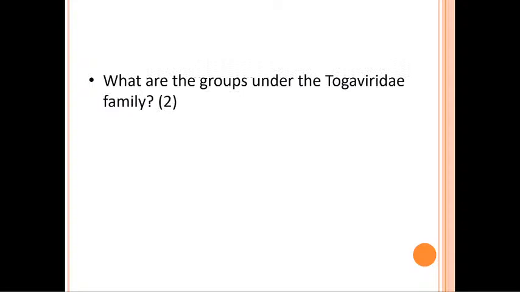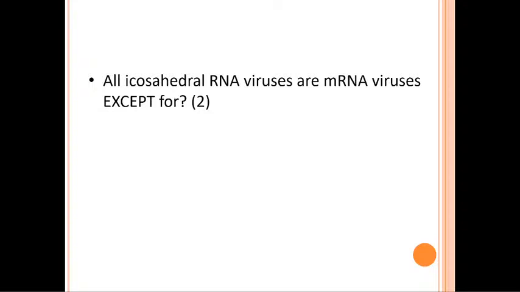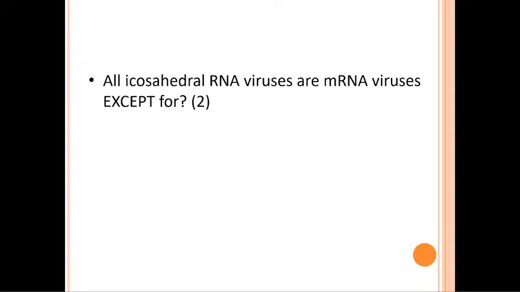Alright, members of the Togaviridae family include rubella and the alpha viruses, or the alpha virus groups. We're not going to discuss the alpha virus groups because they are not really relevant in medical virology. It's more or less animal virology. But we will try to talk about it later. Okay? Now, all icosahedral RNA viruses are mRNA viruses except for two: Caliciviridae and Retroviridae, specifically HIV and HTLV. Okay? Icosahedral RNA viruses. Clear so far?